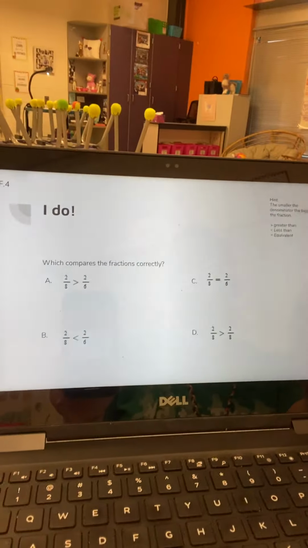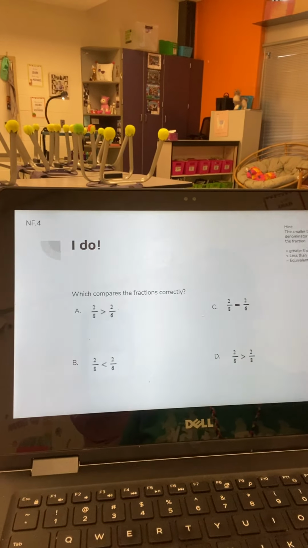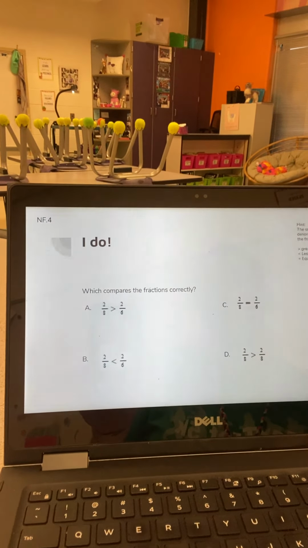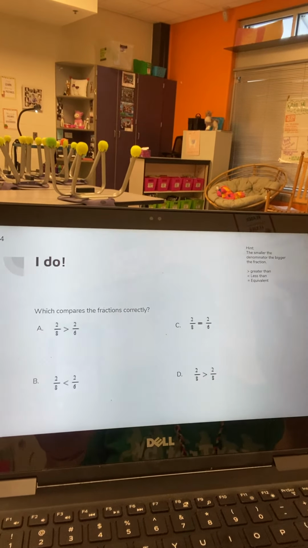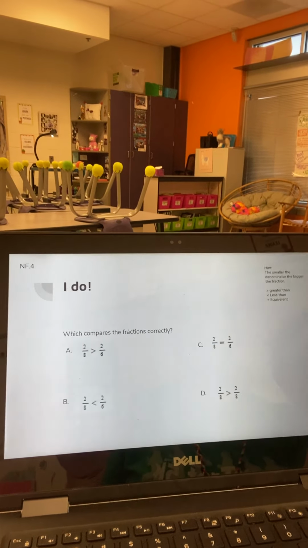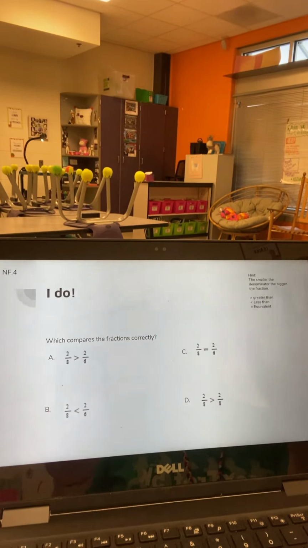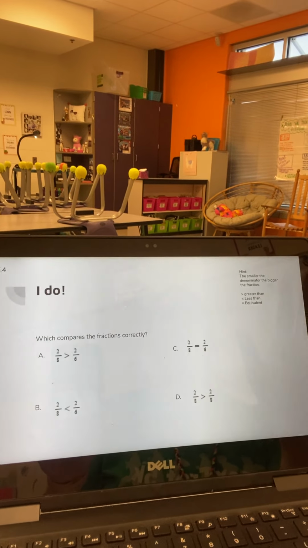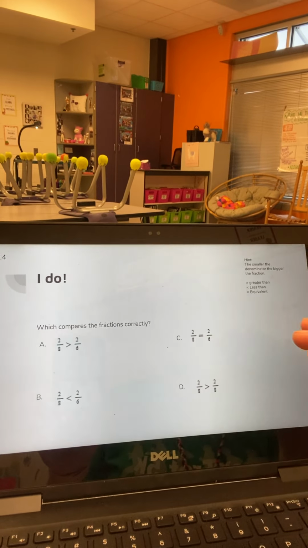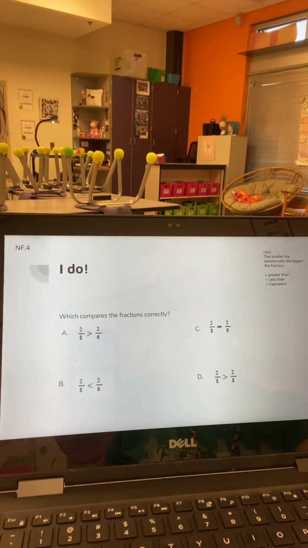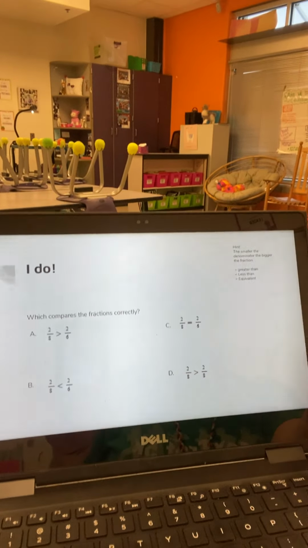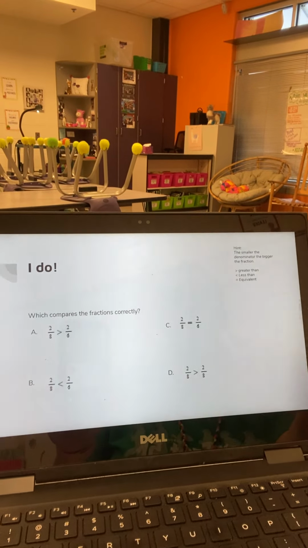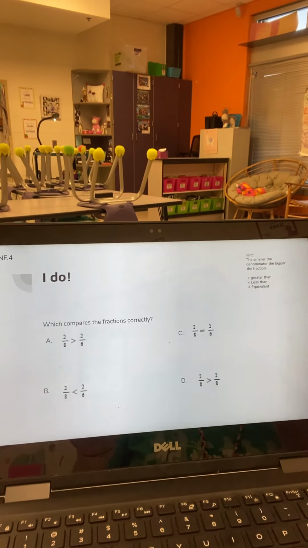It says, which compares the fractions correctly? Hint, the smaller the denominator, the bigger the fraction. I don't want you to necessarily worry about that because I want you to know that you can compare greater than, less than, equal to with any fraction as long as you draw your fraction bars. It will make sense, okay? So we know we need to make sure that the sentence reads correctly. So let's go ahead and we're going to kind of draw these out on our boards, okay? If you've got your paper, get it ready.